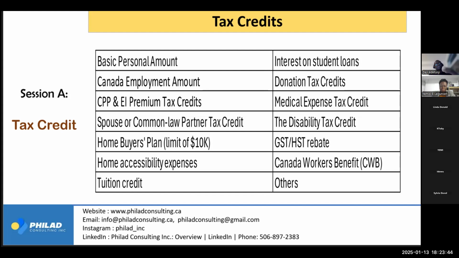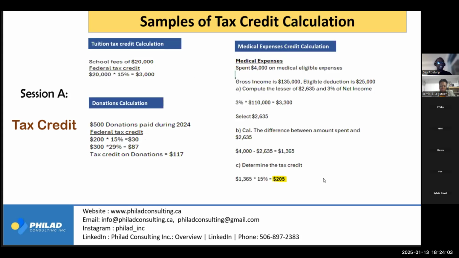And we have several other tax credits that we can mention: adoption expenses, digital news subscription expenses, and the volunteer firefighter amount. These are tax credits you can actually take advantage of. So let's go to the illustration, where we put numbers into perspective. I just brought up three areas. First, the tuition tax credit, very simple.